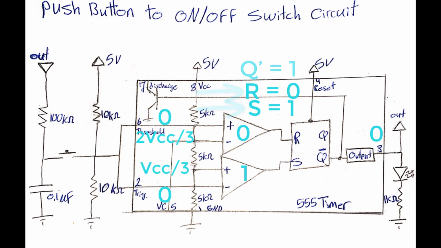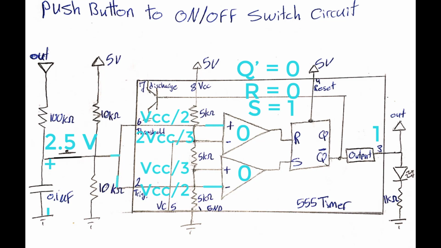This will lead Q bar to be 0 and the output will be 1. At this state, if the push button is kept pressed, the capacitor will be charged to 2.5 volt, which is the voltage of this node.